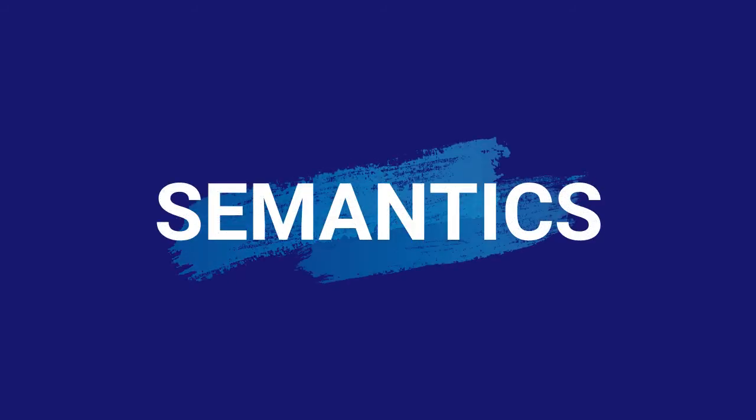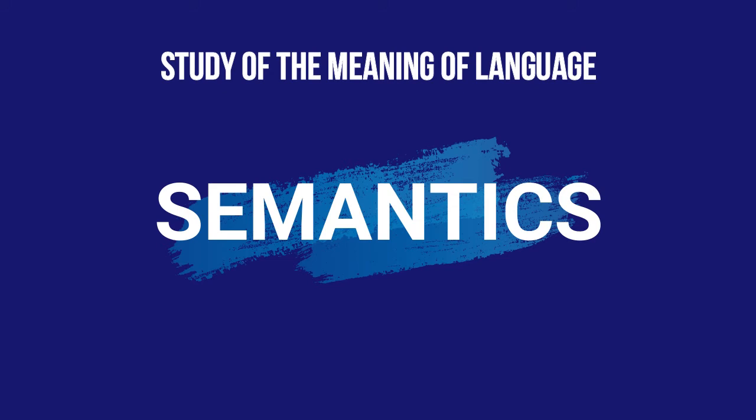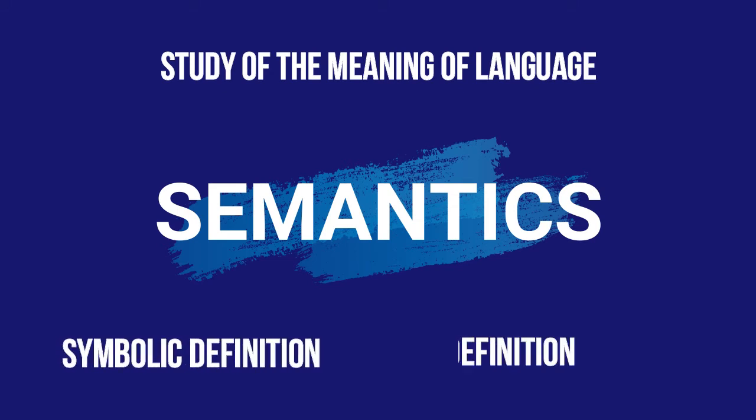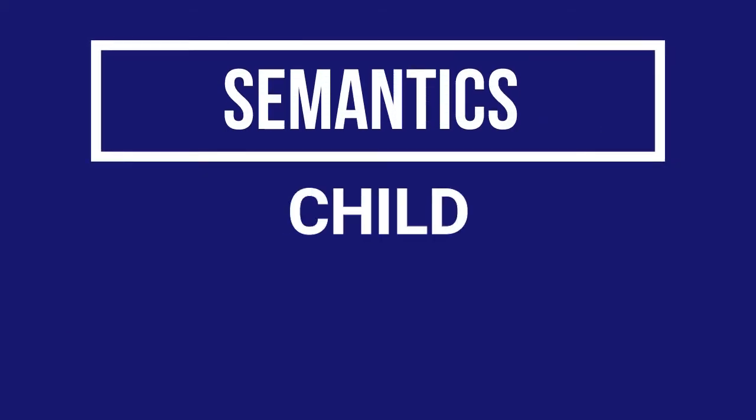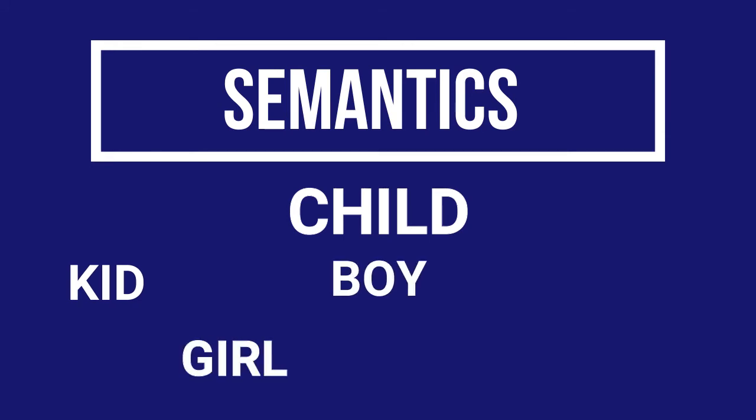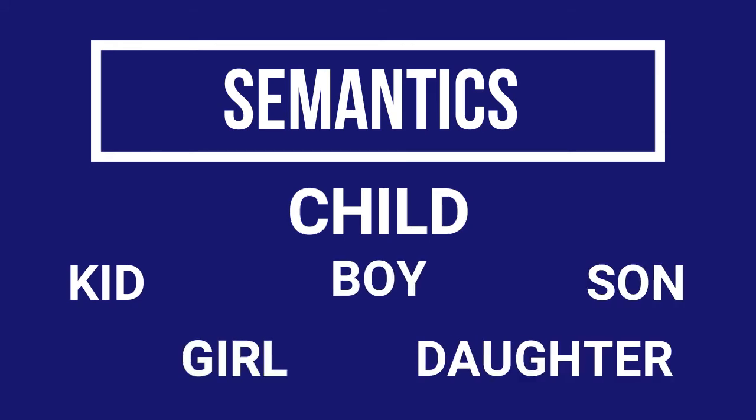We also have semantics. It is the study of the meaning of language, including the symbolic or literal definition of the word. For example, the word child could be called a kid, a boy, a girl, a son, or even a daughter.